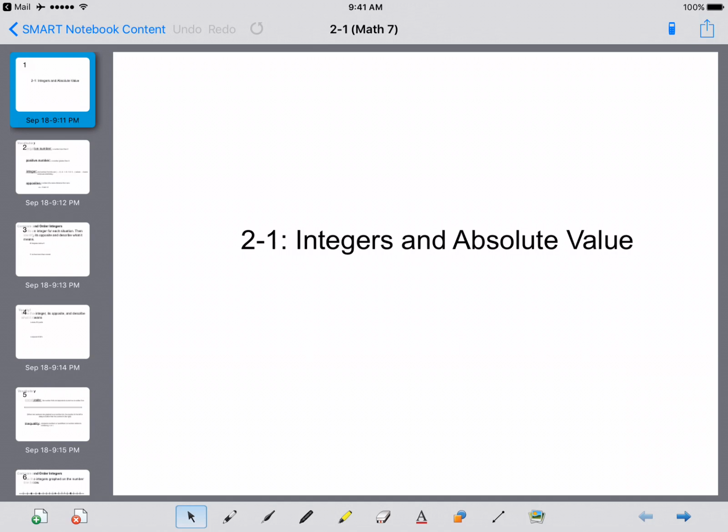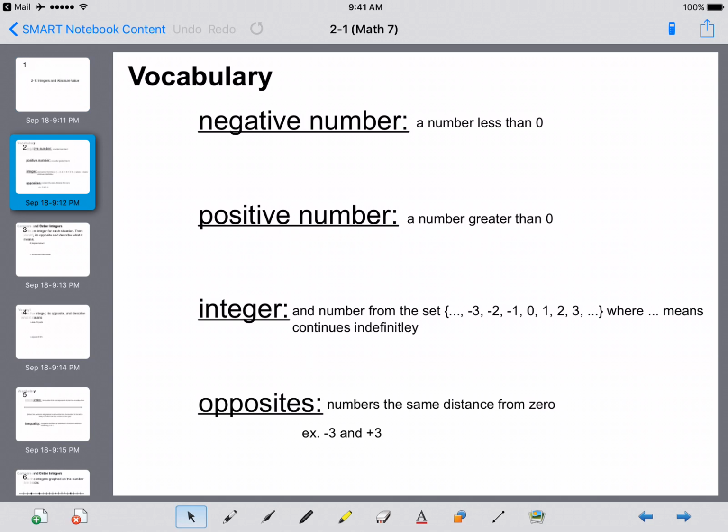Welcome to our first lesson of Chapter 2, Integers and Absolute Value. So starting off with your vocabulary words, we have negative number. That's any number that's less than 0. A positive number then is a number that's greater than 0.